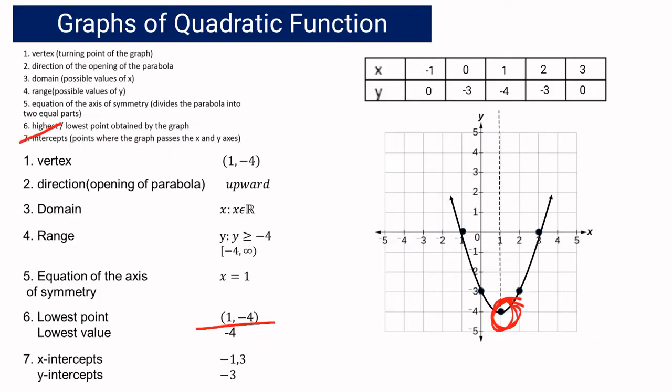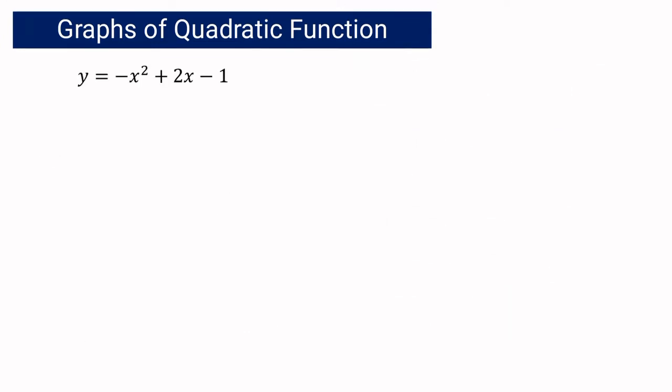Next, we have the intercepts. These are the point or the points where the graph passes the x and y axis. The x-intercepts are negative 1 and 3 because this is where the x-axis and the parabola intersect. And on the other hand, our y-intercept is negative 3 because this is where our y-axis and the parabola intersect. Did you get it? Okay.